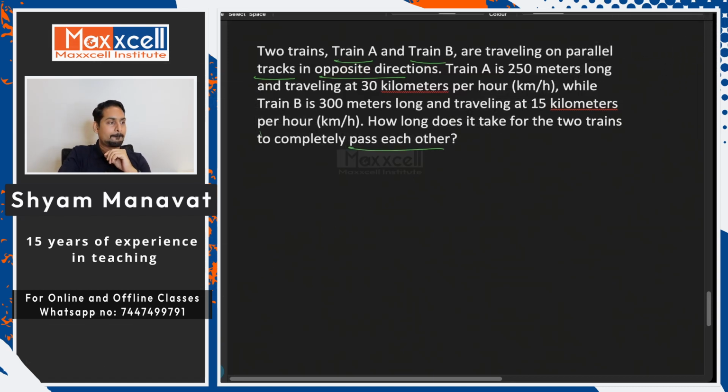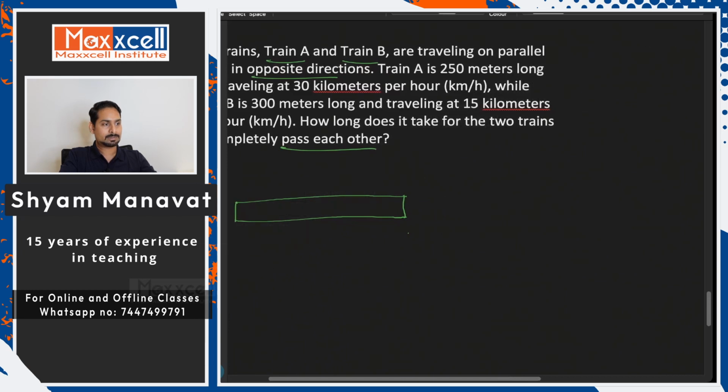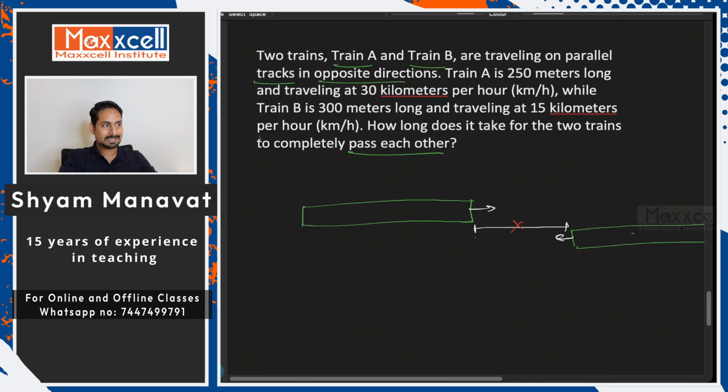Again, do you have any information about the distance between the trains? Like this is not the case, where train 1 is here and train 2 is, let's say, here, and there is some distance between the trains, and this is moving in this direction. That is not the case. In the question, they have not mentioned any kind of distance between the trains.